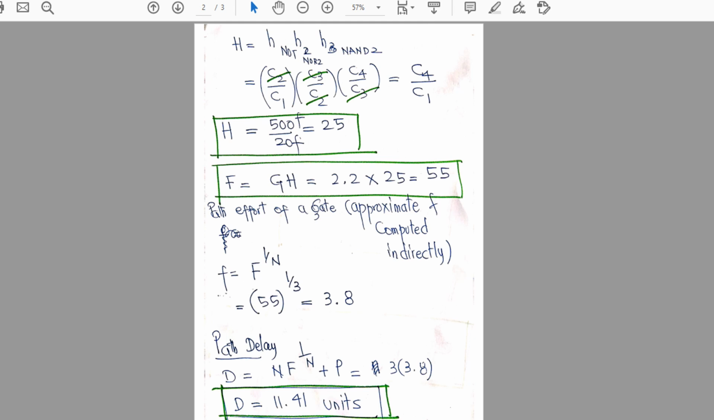Capital N is the number of gates. This capital N is 3, so 55 to the 1 over 3 is 3.8. So path delay is N times F to the 1 over N, where F to the 1 over N comes from here. So we compute D to be 11.41 units.